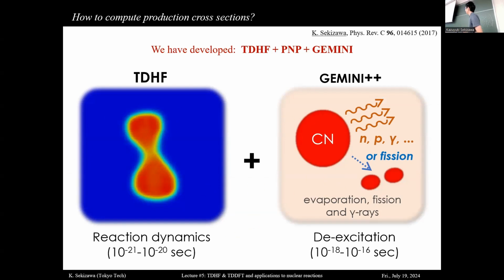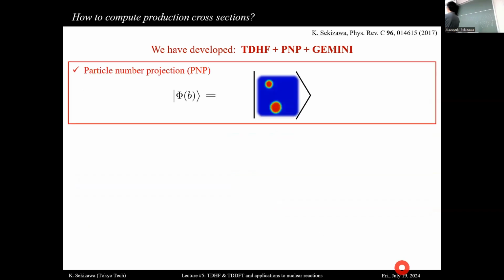So here I just propose to use some statistical model that can describe particle emission and fission, these decay modes, the so-called Gemini, and to describe this part. So to this end, okay, this is just to give you an idea.